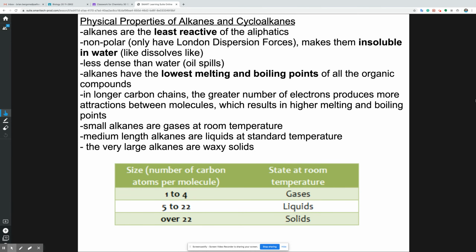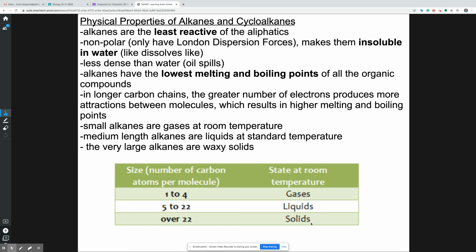Alkanes have the lowest melting and boiling points of all the organic compounds. In longer carbon chains, the greater number of electrons produces more attraction between molecules, which results in higher melting and boiling points. So as you add carbons to the chain, it changes their temperature. If it has 1 to 4 carbons in the parent chain, it's a gas, so methane to butane. From pentane up to about 22 carbons, these are usually liquids, and if they have more than that, they're going to be solids.